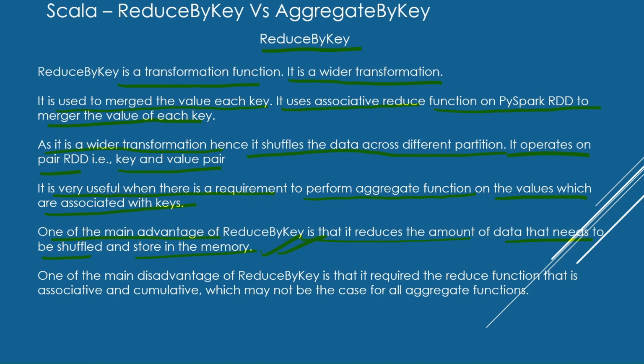Suppose in the raw data the size of the data is 10 MB. The aggregated resultant dataset, which has only two data points, may be only 1 kilobyte. So this amount of data will be shuffled across different executors over the network, and the speed will be very fast. That's why this is one of the main advantages of reduceByKey. Most of the time we use reduceByKey whenever we are doing any kind of aggregation over an RDD, because of this reason only.